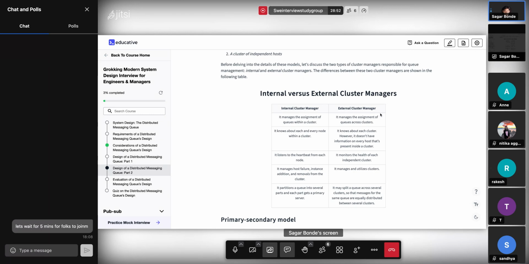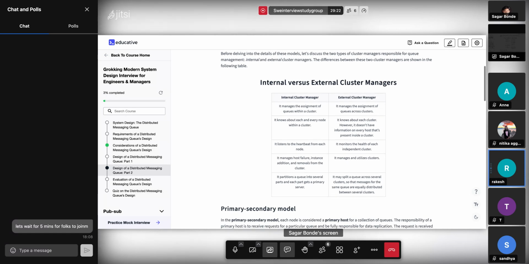So consider that there is one manager. This is more like an internal cluster manager, as in, every single node could know about every other node. Versus there is a separate manager agent which knows about every other node. Yeah, correct. In case of internal cluster manager, it listens to the heartbeat from each node. Yeah, that's correct. So that they can find whether it is alive or not.